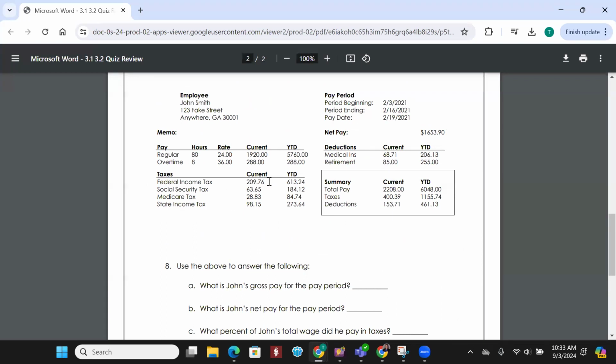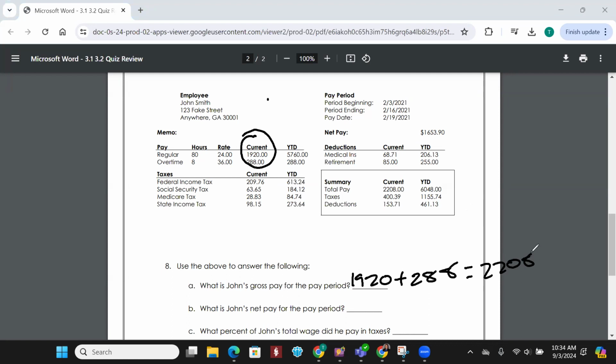What you're going to do is look at the current column and add those two things together, because he did regular work and then he did overtime. So you're going to take 1920 plus 288, and that's going to give you 2,208.